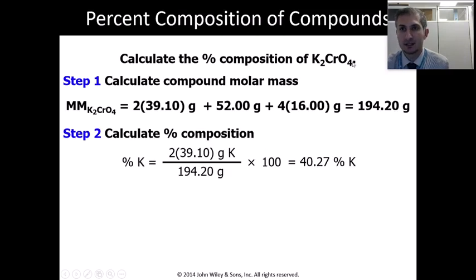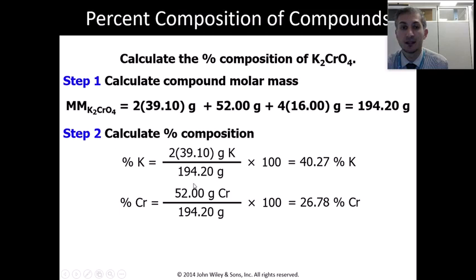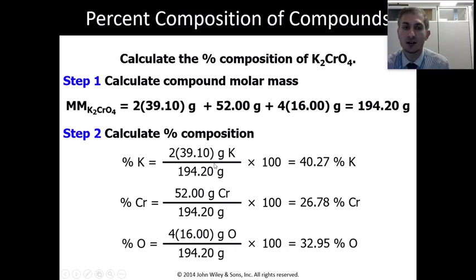For potassium, we have 2 potassium, we multiply by 2, mass of potassium divided by molar mass. We have this percentage for potassium. For chromium, mass of chromium divided by the molar mass of the whole compound. So we find this. And for oxygen, we multiply by 4. 16 times 4 gives us 64 divided by this number. We should get this number.